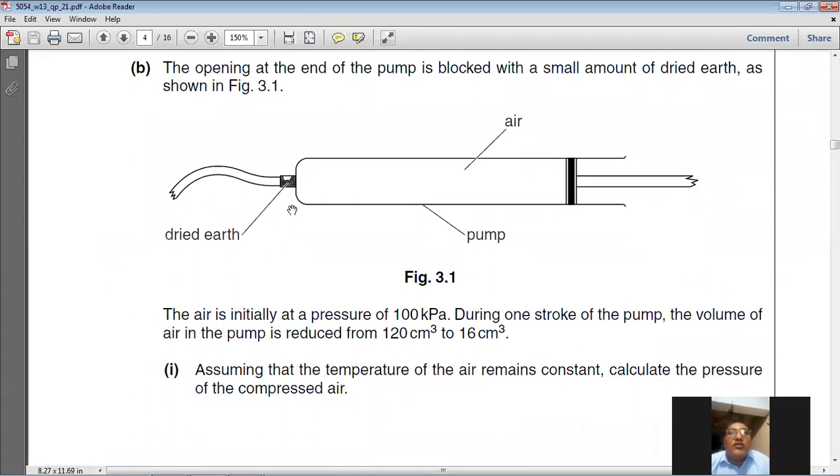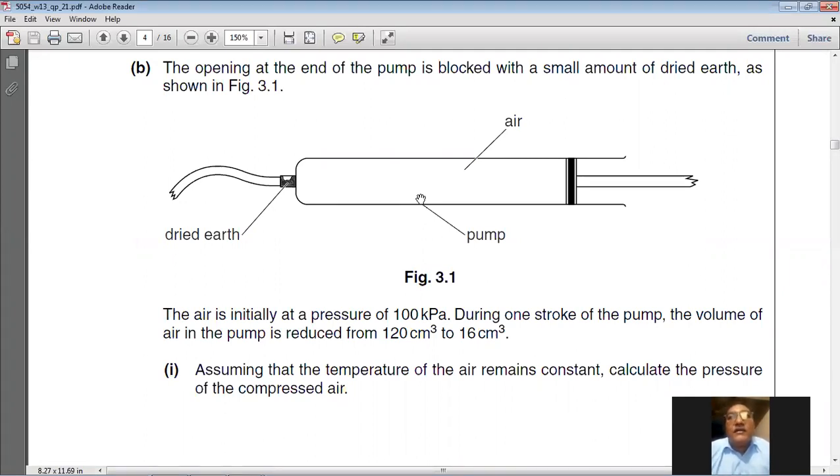So this opening has been blocked by the dried earth, and here we have the piston, here we have the pump. Inside that pump we have air. The air is initially at the pressure of 100 kilopascal. During one stroke of the pump, the volume of air in the pump is reduced from 120 centimeter cube to 16 centimeter cube.